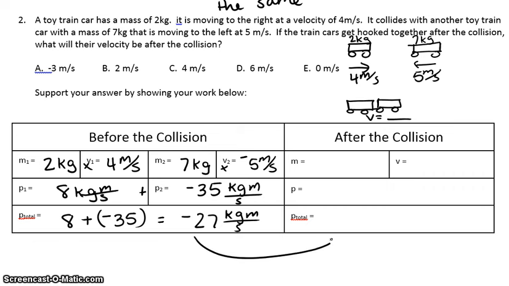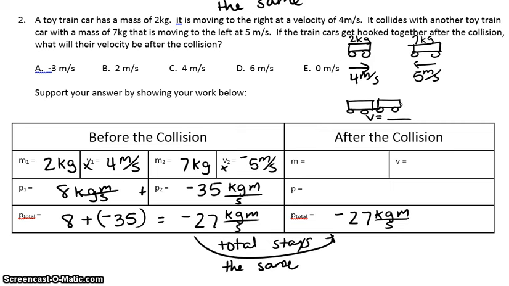Remember, the law says that the total stays the same. So I have a negative 27 kilogram meters per second for my total after. It's the law. The bottom boxes in this chart have to be equal to each other if we're going to use the chart. Now we have to work up the right hand side.